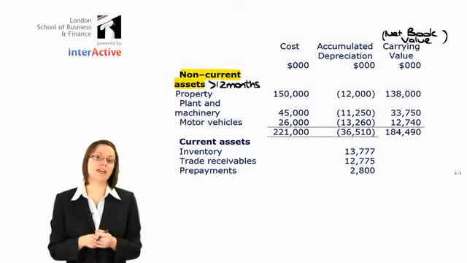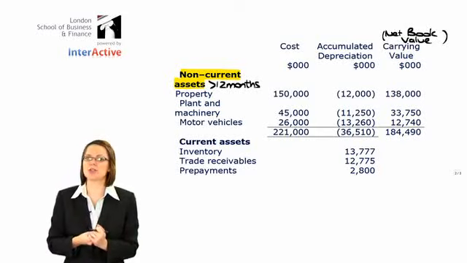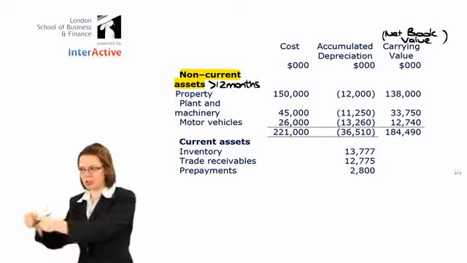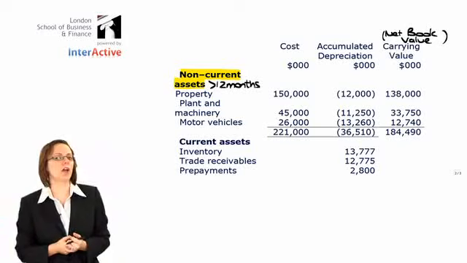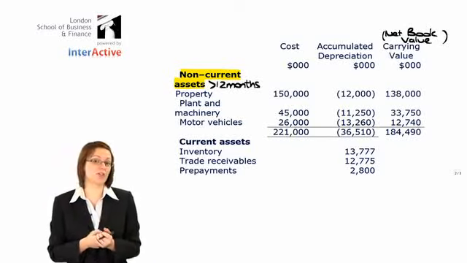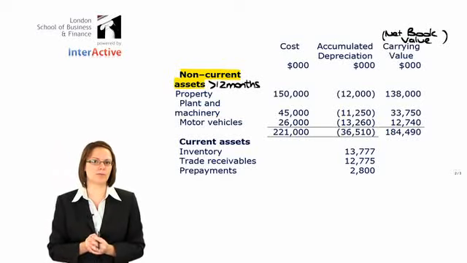Finally, then, we have motor vehicles. So again, we'll record the motor vehicles at cost. Now, motor vehicles definitely depreciate in value. You know, as soon as you drive that motor vehicle off the forecourt, it's already lost value. So we're going to have definitely some depreciation there that's accumulated, and then to give the carrying value.